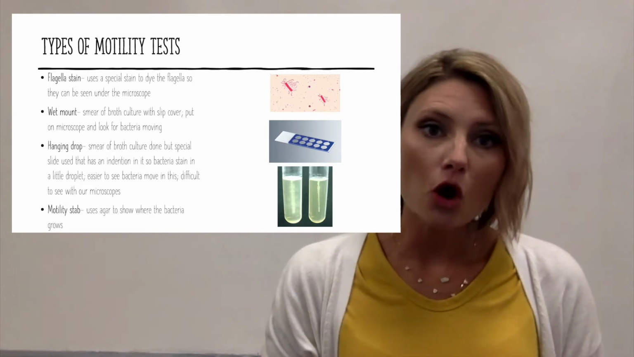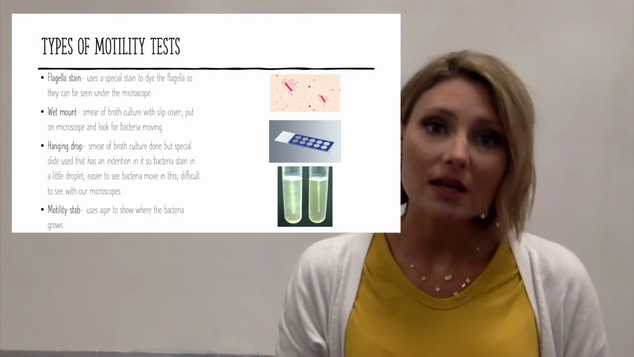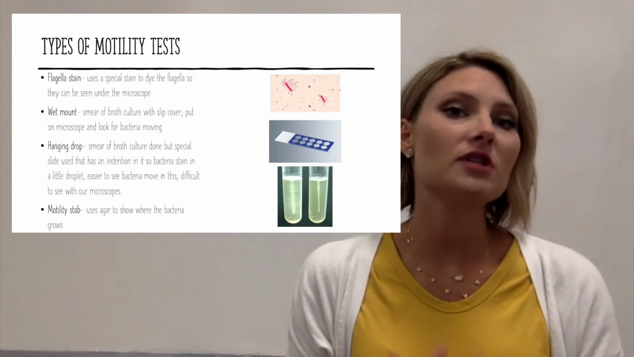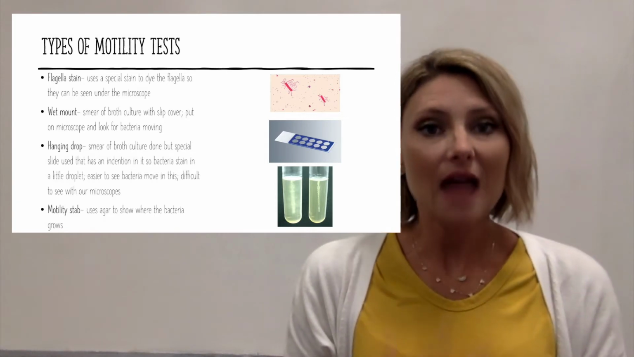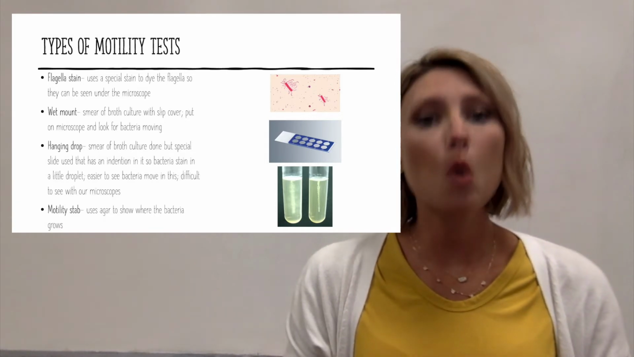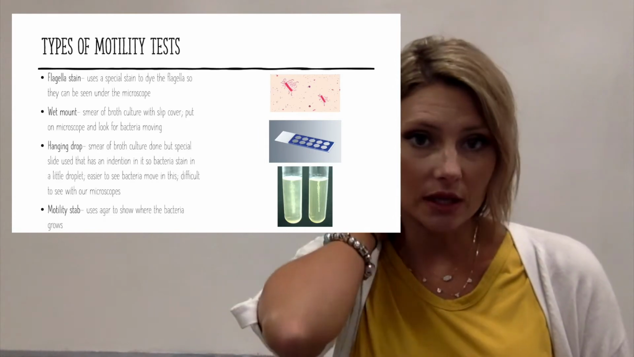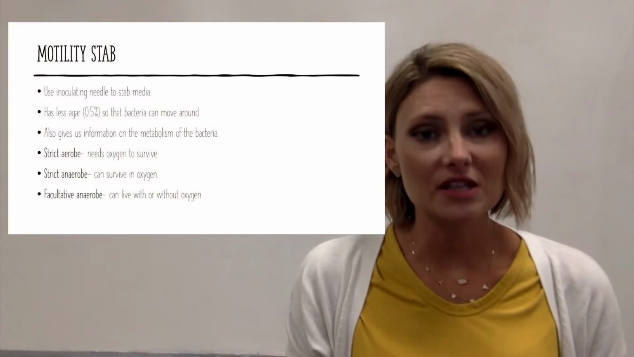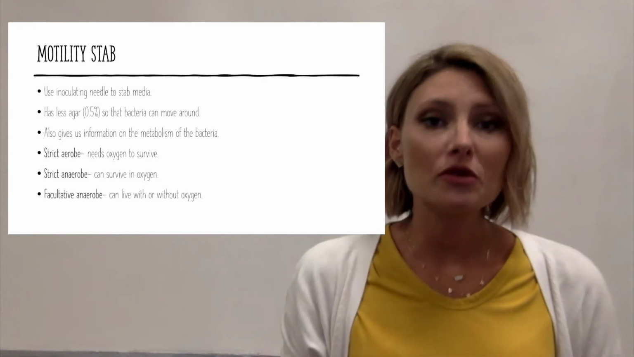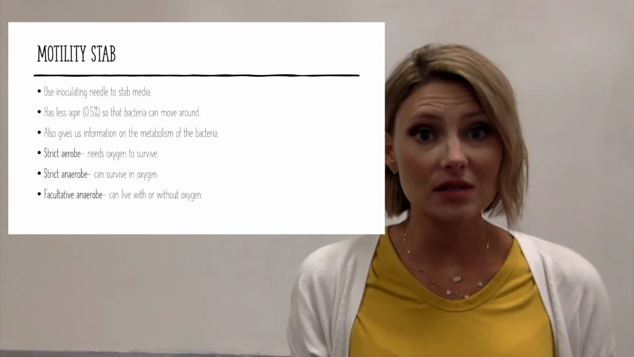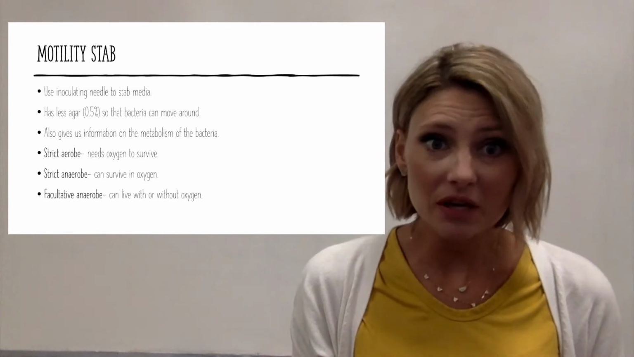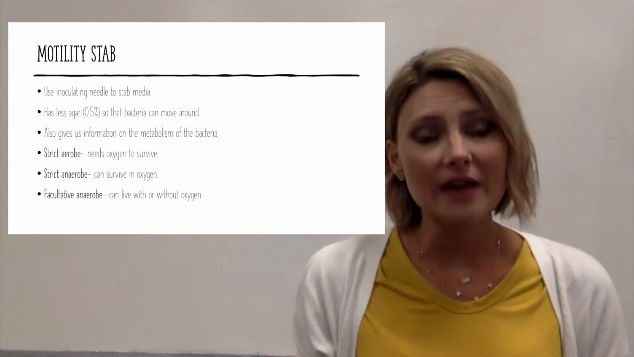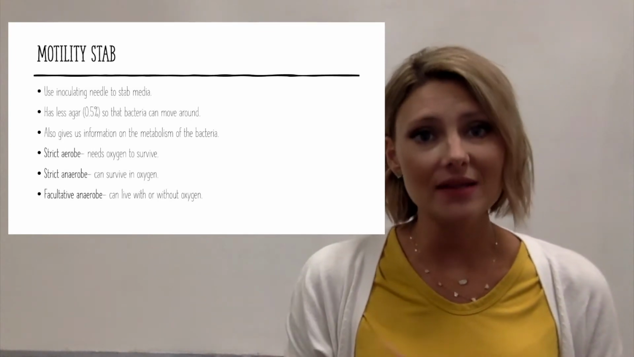The technique that we are going to do today, though, is called the motility stab, and we really like the motility stab in this class because it gives us more than just the motility of the bacteria. It also tells us a little bit about the bacteria's metabolism. So the motility stab is exactly what it sounds like. It is a stab. Okay, so we're going to use an inoculating needle to stab the bacteria.